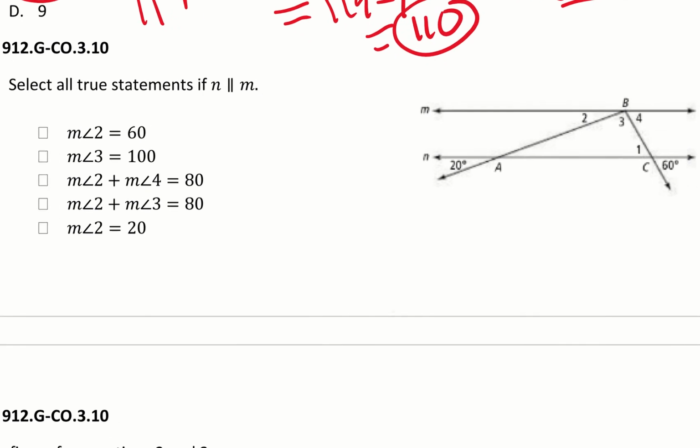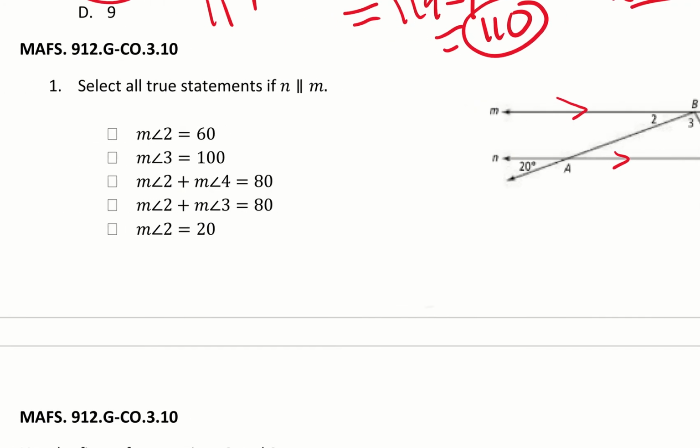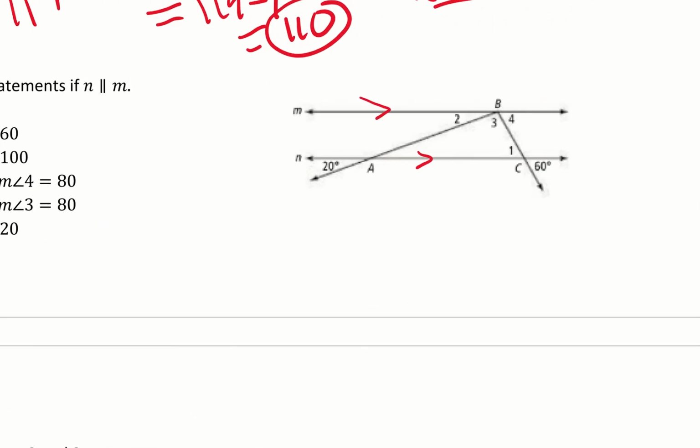Select all the true statements if n is parallel to m. So n is parallel to m. So let's see which ones are true. Angle 2 is equal to 60. Is that true? Is this equal to 60? Question mark. Well, let's see.